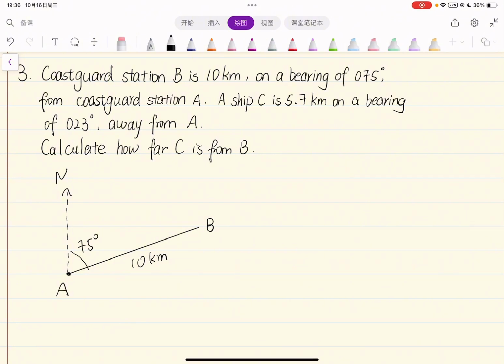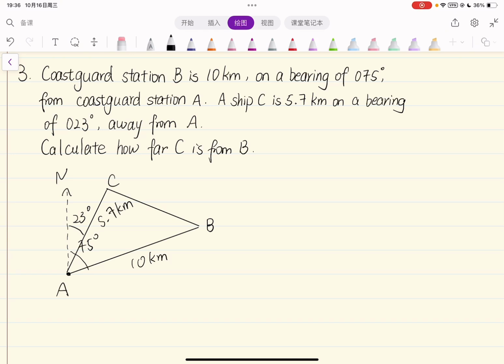And the ship C is 5.7 km on bearing of 023 degree away from A. So there is another angle. Let us see, this is 23 degree. So we have the ship C. Here is 5.7 km. Now we can finish our triangle. Looks like that.